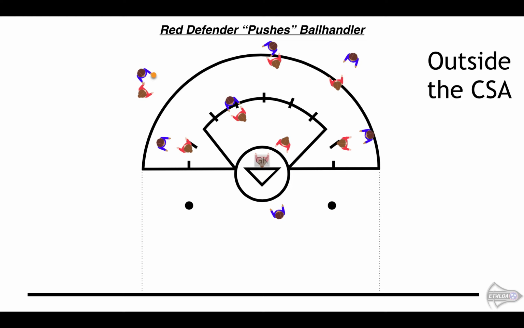Let's get started. Here we'll start with a foul outside the CSA. For reference in this presentation, red will always be defense, blue will always be attack.